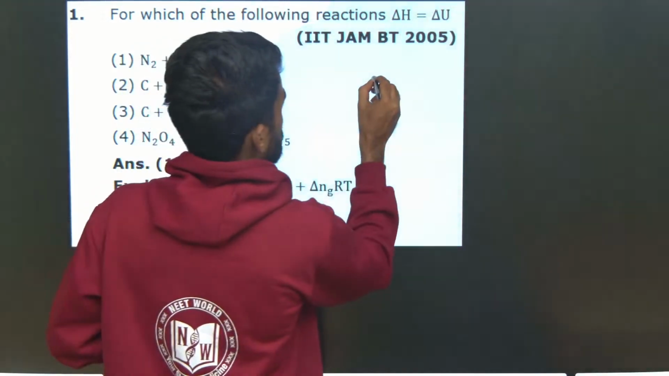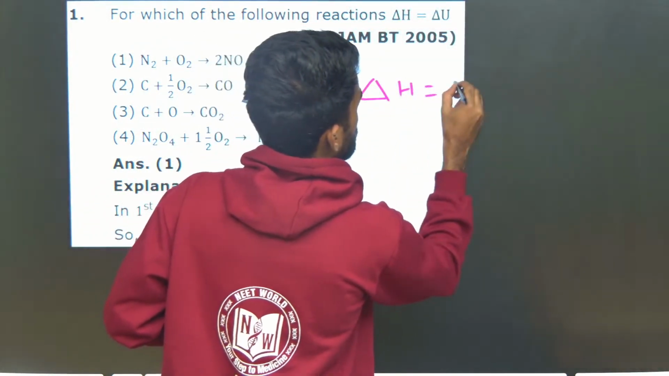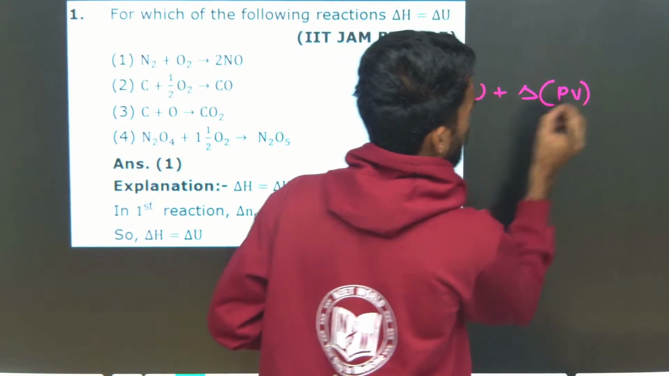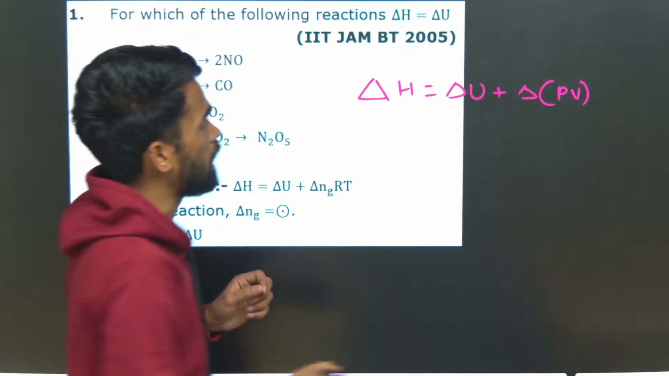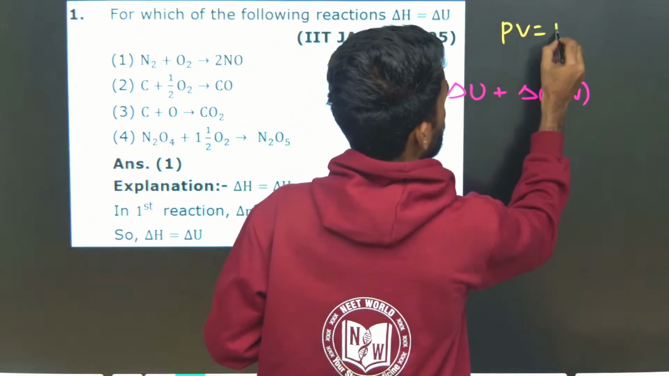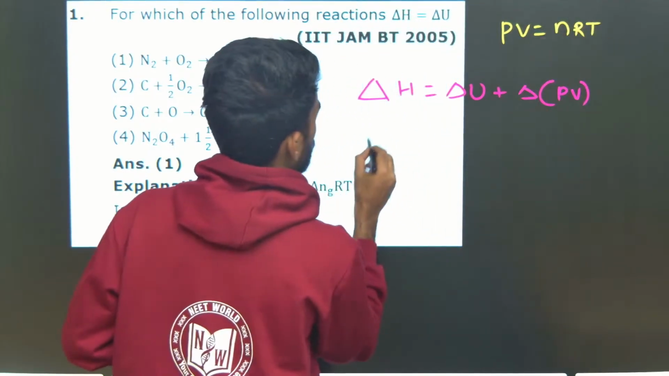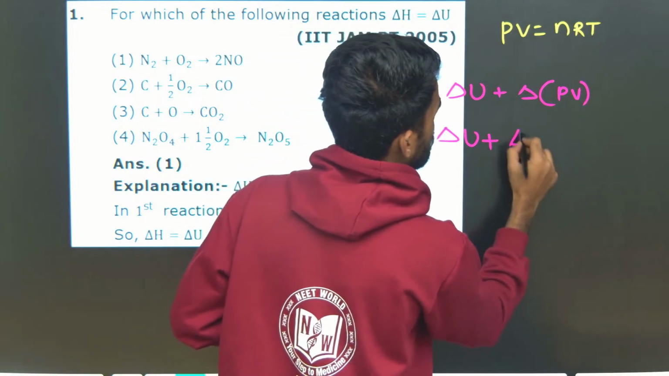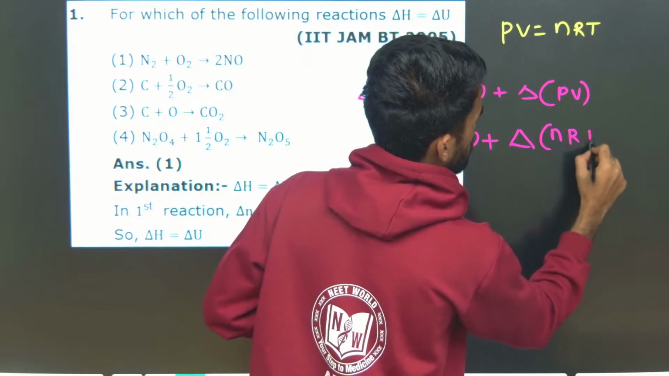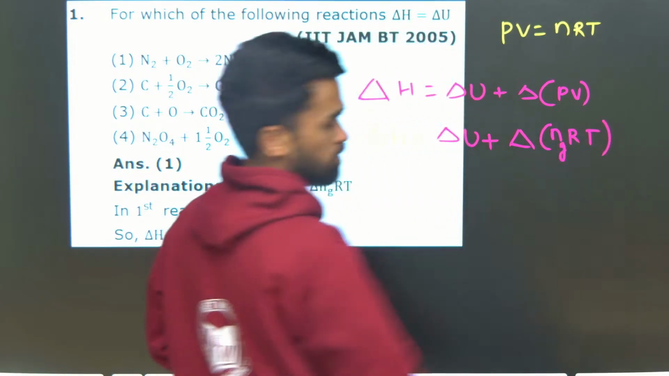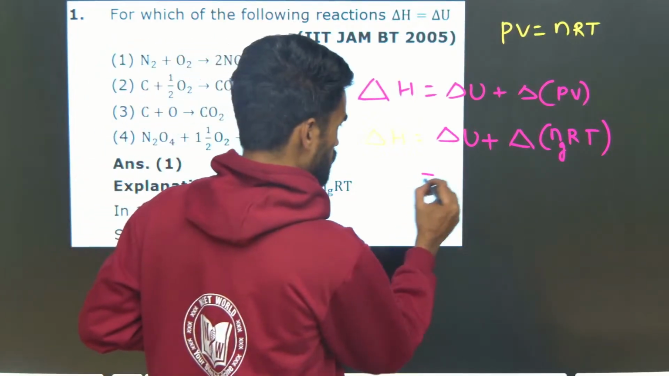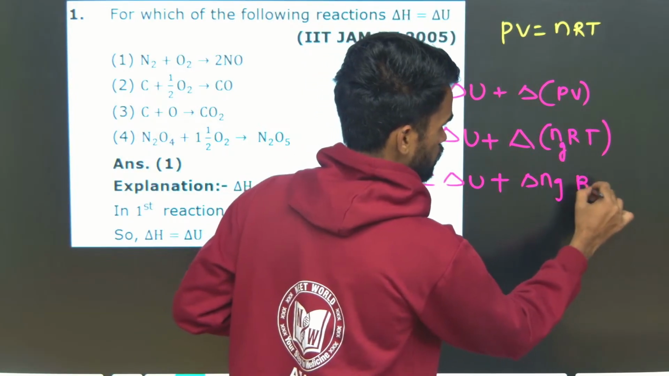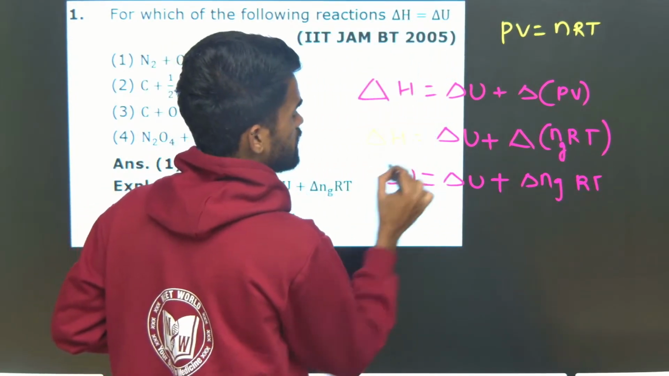I have discussed in the last class that delta H is equal to delta U plus delta PV. Here P and V represent pressure and volume. For an ideal gas we can take PV equals nRT. So now you can write delta H equals delta U plus delta nRT. Since we are talking about gas, I am indicating this as n_g. You can write this as delta H equals delta U plus delta n_g RT. So what does this delta n_g indicate here?